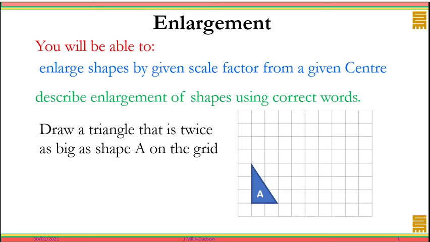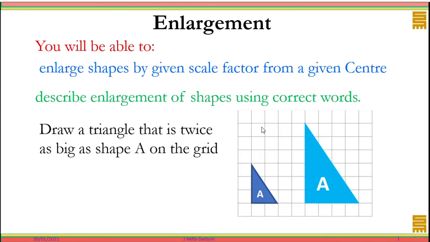Now, try and pause this video, and see if you can draw a triangle that is twice as big as triangle A anywhere in the diagram. Okay, let's check. To do that, all you need to do is double each side. Twice means double. This side is 2, you make it 4. This side is 3, you make it 6, and so on. So this is what it's going to look like.